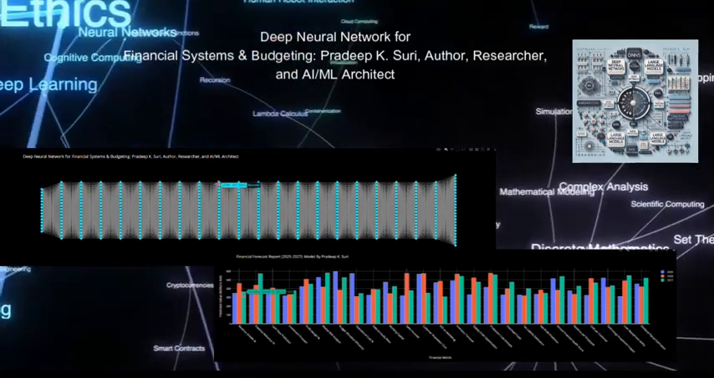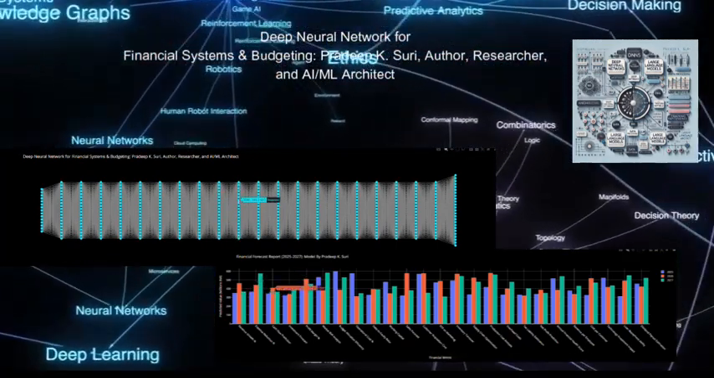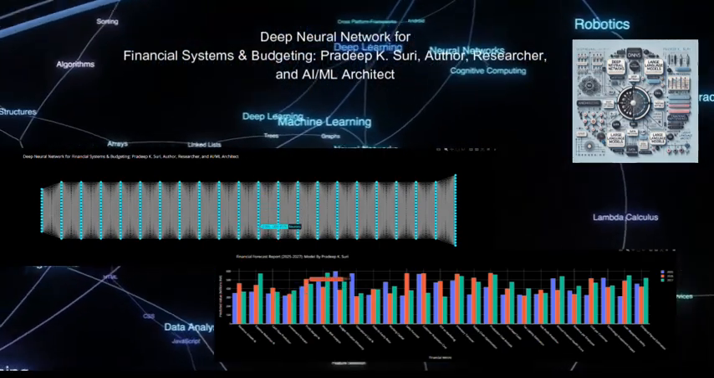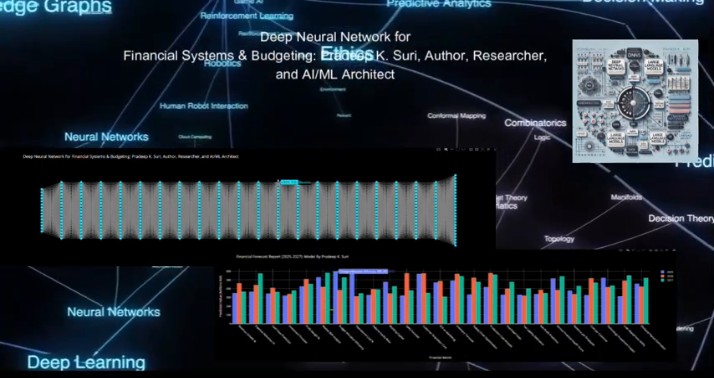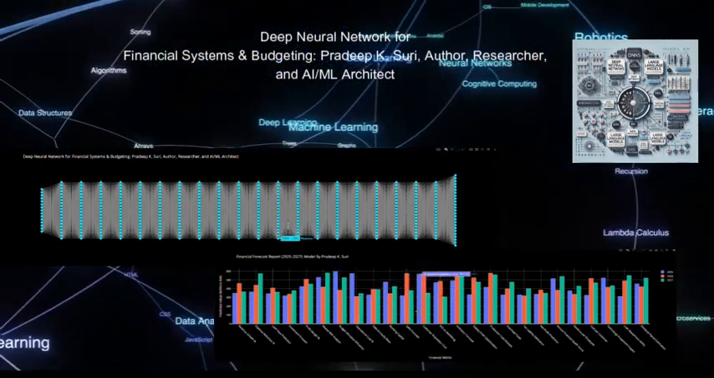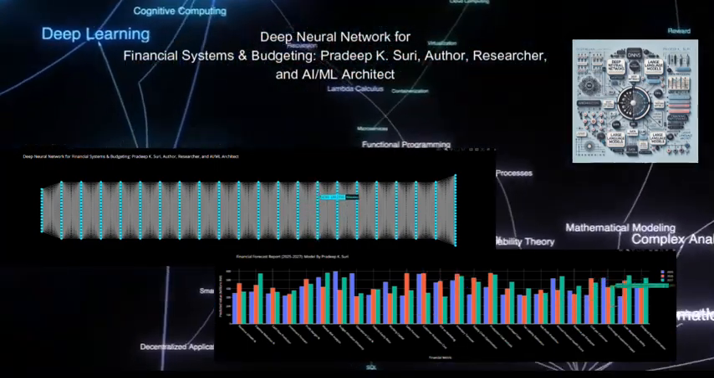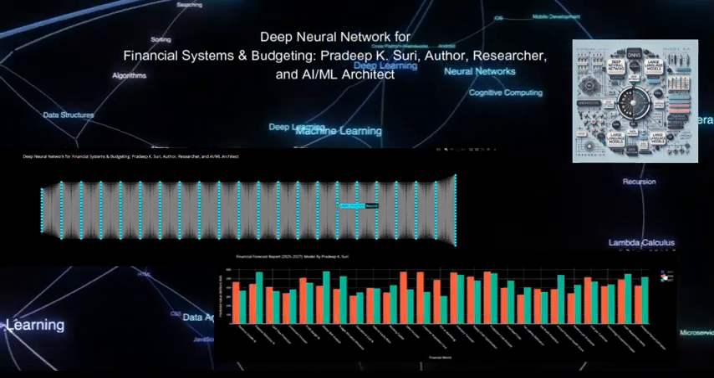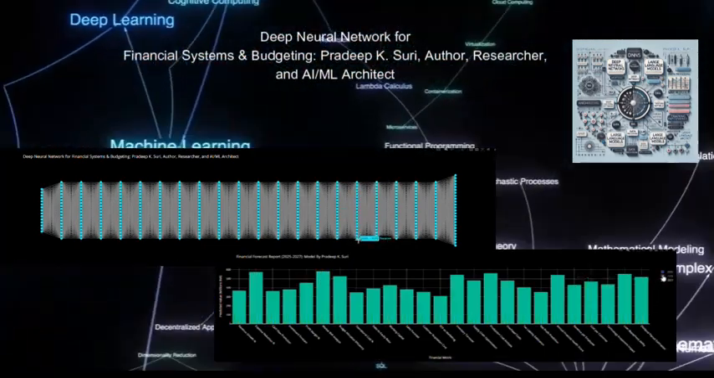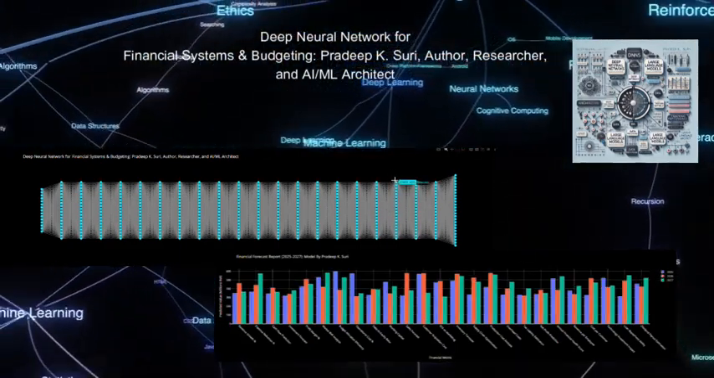Understanding the image. The image depicts a deep neural network, DNN, architecture, specifically designed for financial systems and budgeting, as indicated by the title. Here's a breakdown of what we can infer from the image. Structure. The network is composed of multiple layers arranged sequentially from left, input, to right, output. This layered structure is a hallmark of neural networks. Nodes/neurons. Each layer consists of multiple nodes or neurons, represented by circles. These are the fundamental processing units of the network.